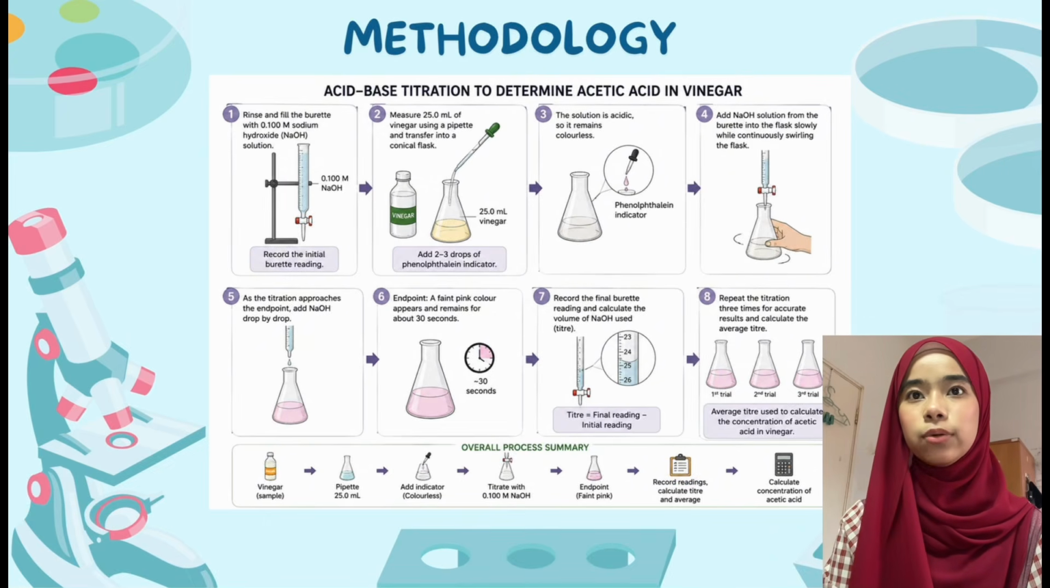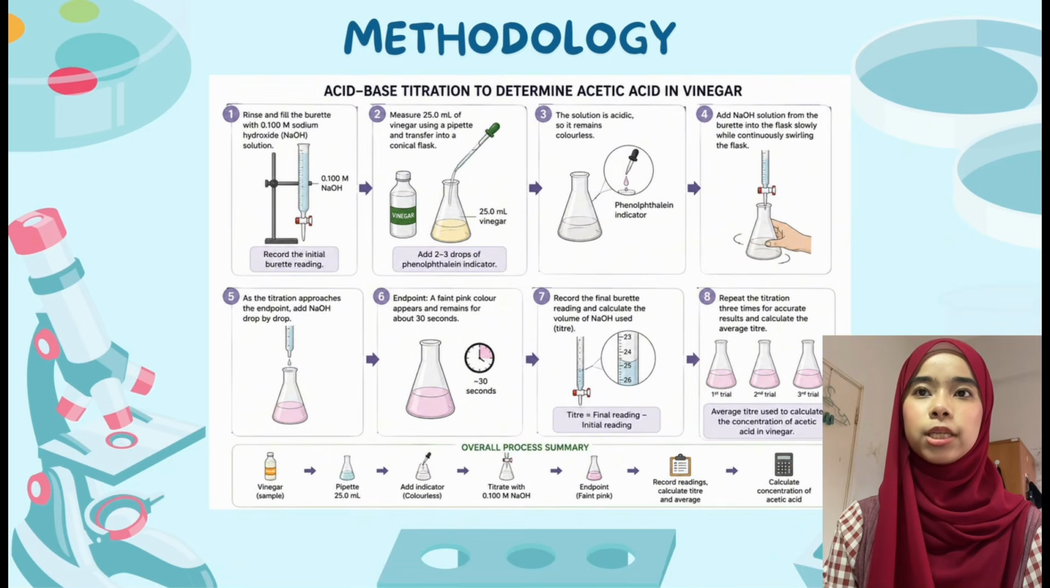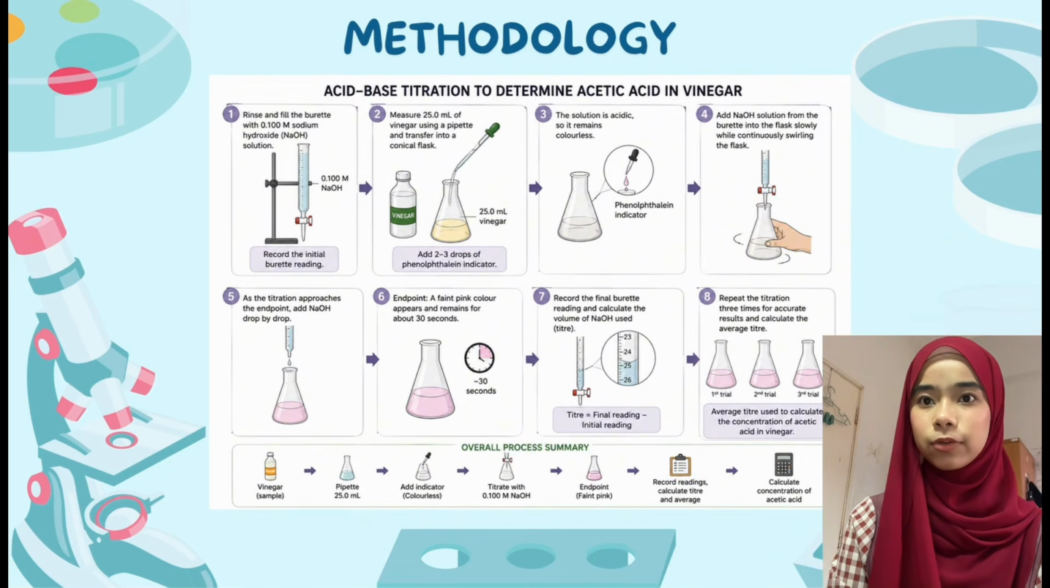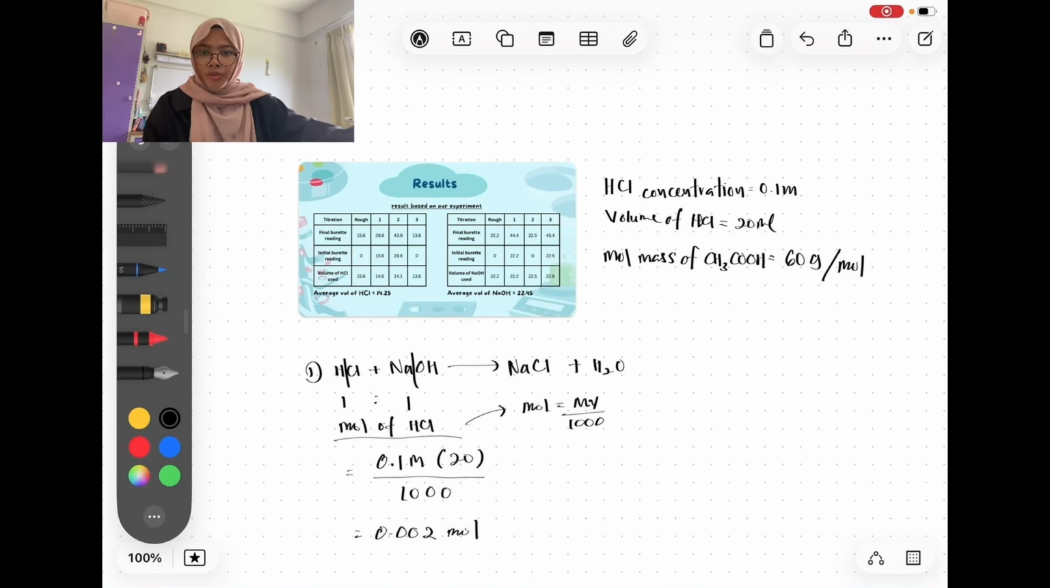The volume of hydroxide used was calculated. The titration was repeated 3 times to obtain more accurate and reliable results. The average titre volume was then used to calculate the concentration of acetic acid in the vinegar sample. As for the result, we determine the percent of acetic acid in the vinegar sample.